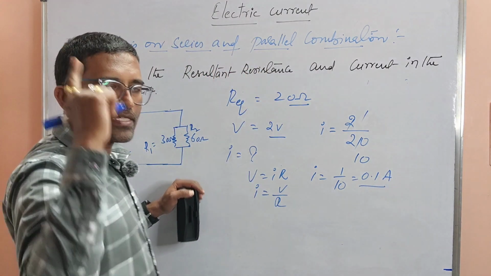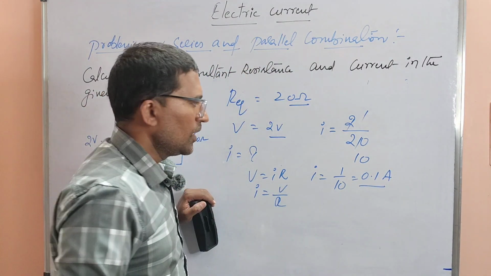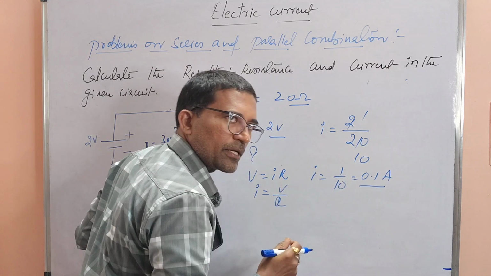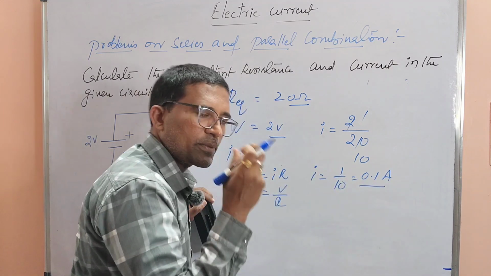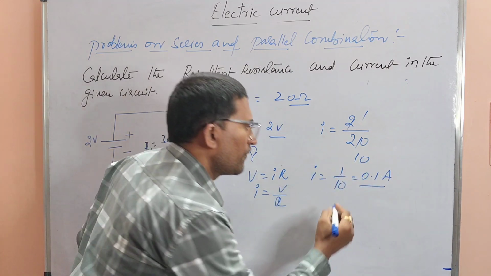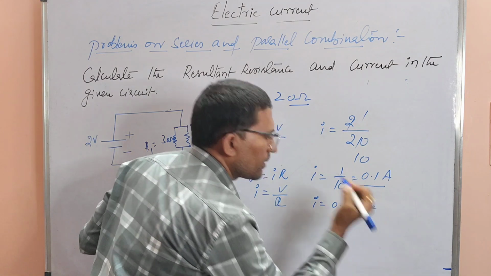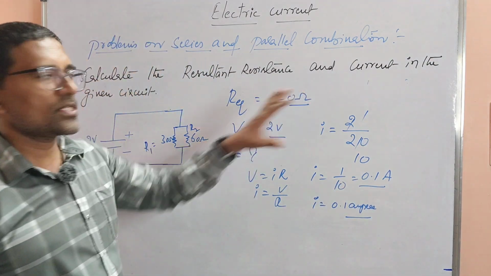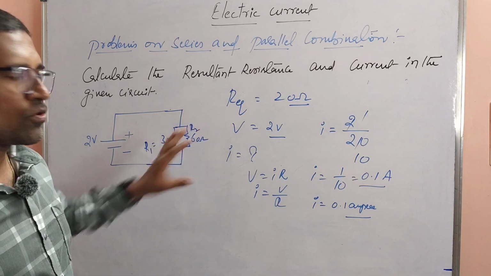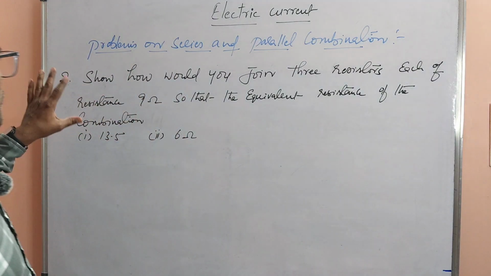I told you in the previous classes, in previous videos, 0.1 ampere. If you want to write in short form representation, you should write a capital letter. If it is in the complete unit, meaning 0.1 ampere, you have to write like this. I hope you all understood this problem. Please copy this. Now we will discuss another problem.